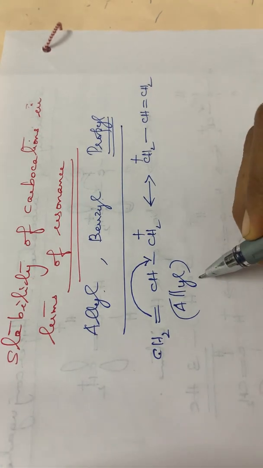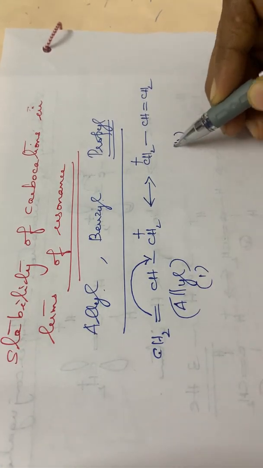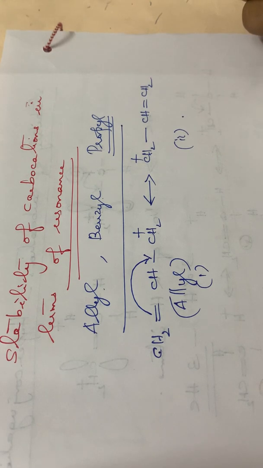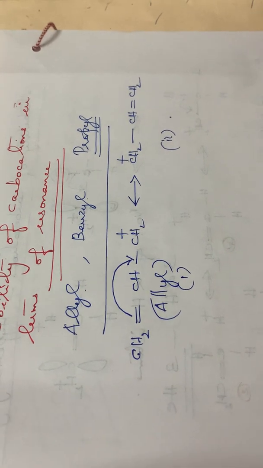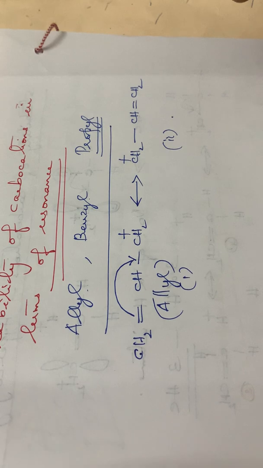So this is the resonance structure of allyl carbocation. 2 resonating structures are possible, 1, 2. 2 resonating structures are possible. And also these allyl carbocations are stable due to the resonance effect, that is it will have a minus R effect.